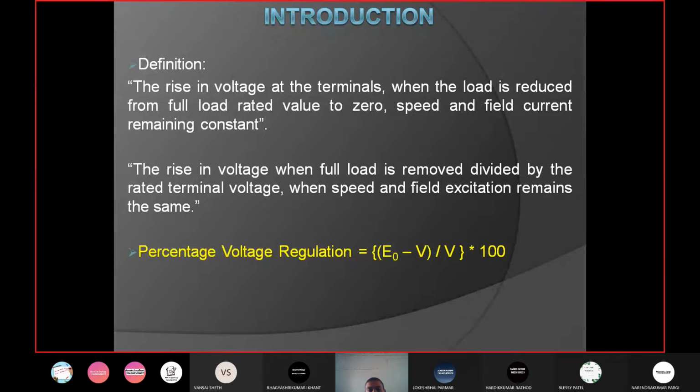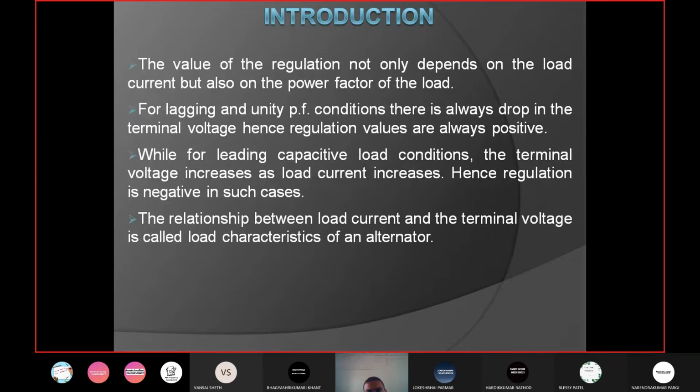Okay, so percentage voltage regulation is E0, that is the no load terminal voltage, minus V. V is the full load terminal voltage or rated terminal voltage, divided by rated terminal voltage. Okay, so percentage voltage regulation is equal to E0 minus V divided by V into 100. Okay, some basic introduction related to the voltage regulation.